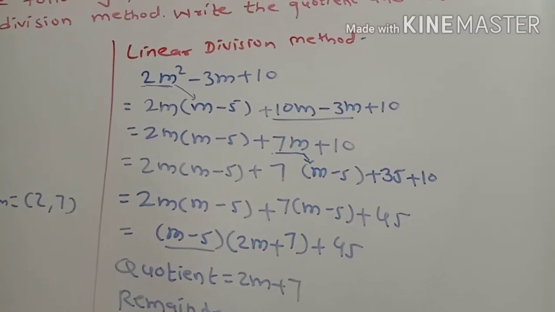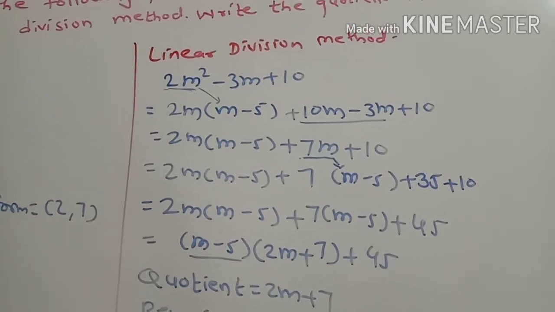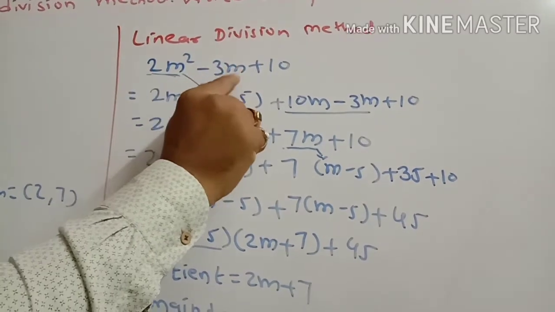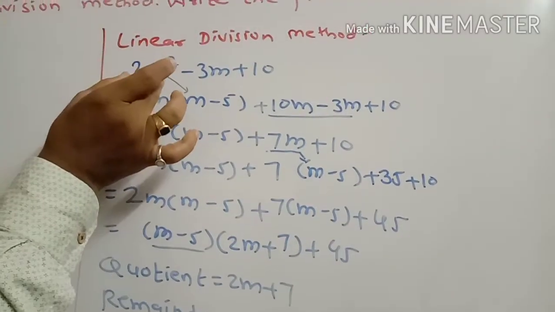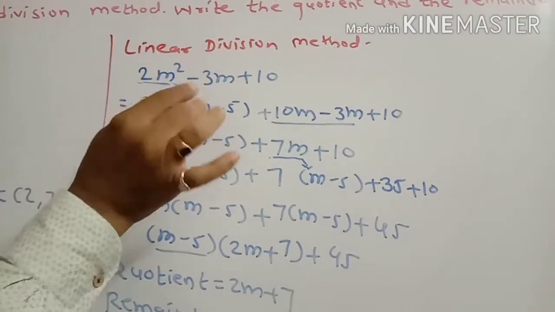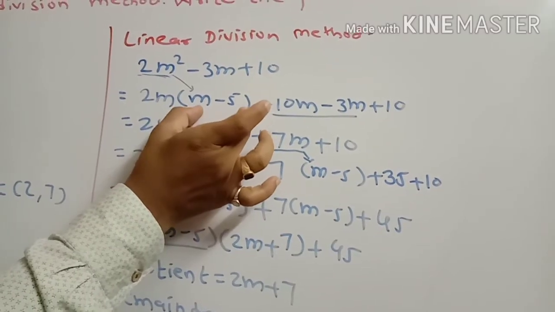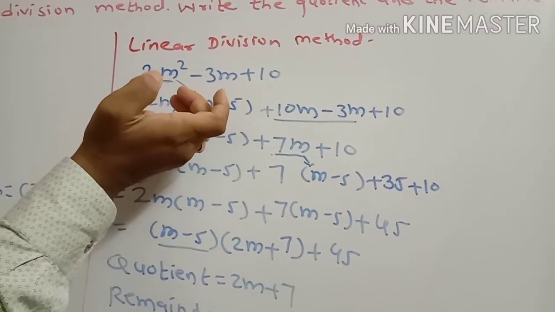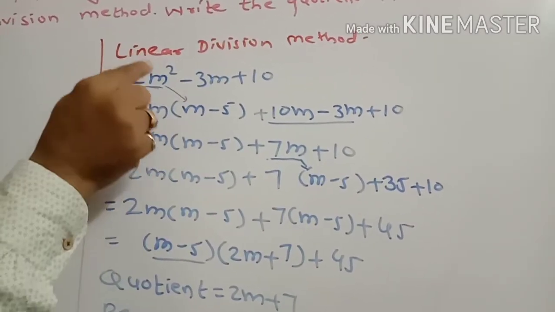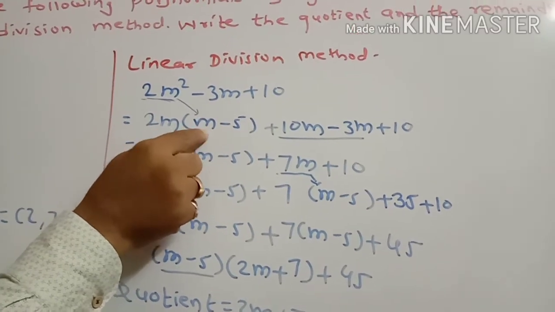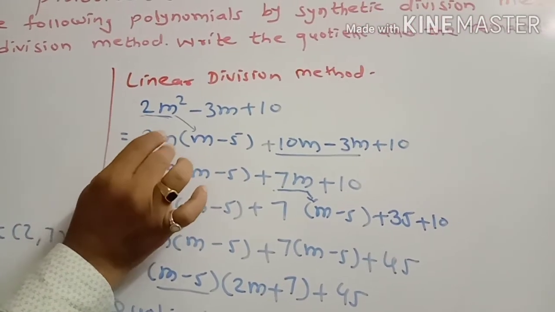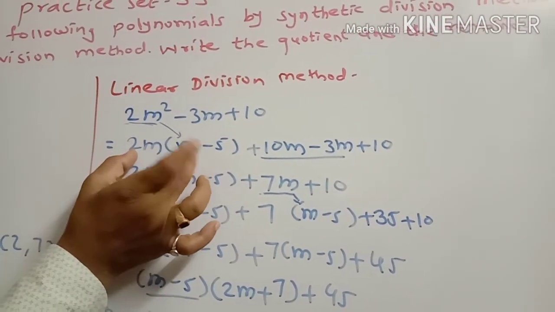Again we say this is the linear division method. Again concentrate on this method. Write the dividend 2m square minus 3m plus 10. Now from this first term, m gets common. That means we write directly the divisor m minus 5, and before that divisor we write the common terms of 2m square. From this 2m square, m we already write in bracket. That means from this 2m square we write m, the remaining term is 2m. Therefore 2m into m minus 5, and 2m into m, 2m square.